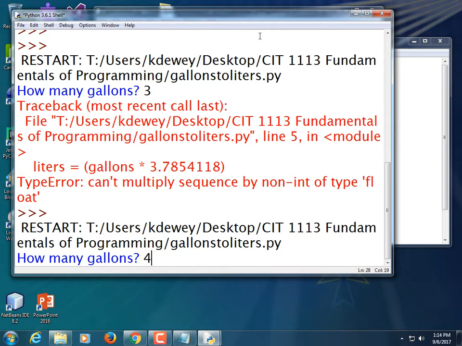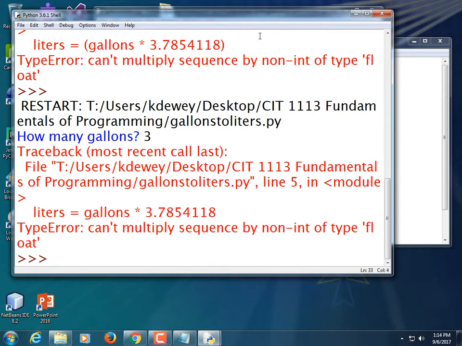So I'm going to enter 3 gallons. Error. Traceback, most recent call last. Says file blah, blah, blah, blah, blah. In module it says the line that's an error is liters equals gallons times this. Can't multiply sequence by non-int of type float. Whew. That's a lot of words.